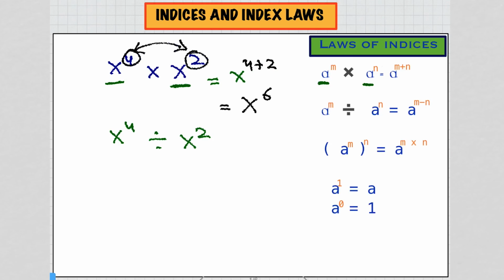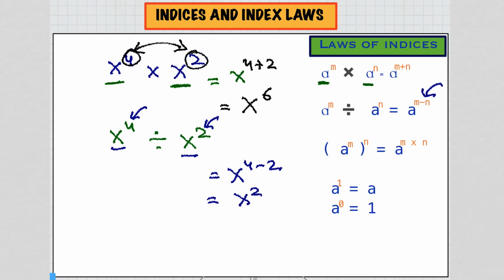You see, x to the power 4 is similar to a to the power m, and x squared is similar to a to the power n. So the bases are same and we are dividing. According to the formula, we need to write down the base first, which is x, and then follow the next step, which is subtract the powers. The powers in this case are 4 and 2. We do 4 minus 2 equals x squared.